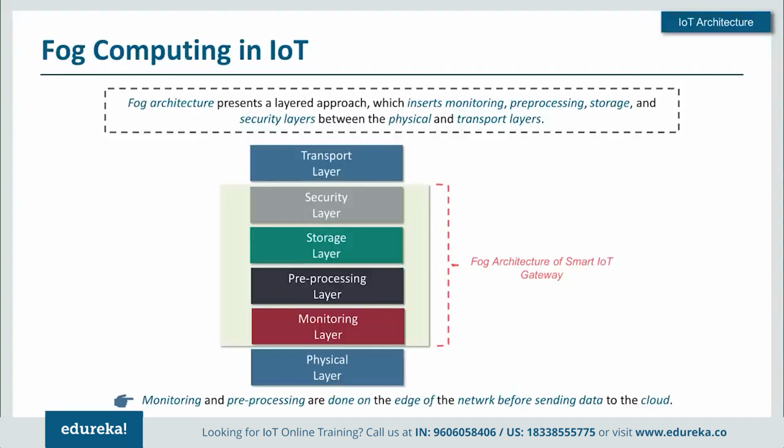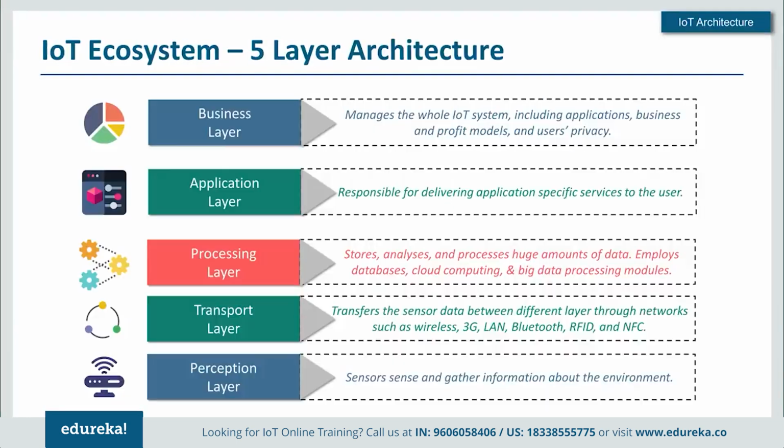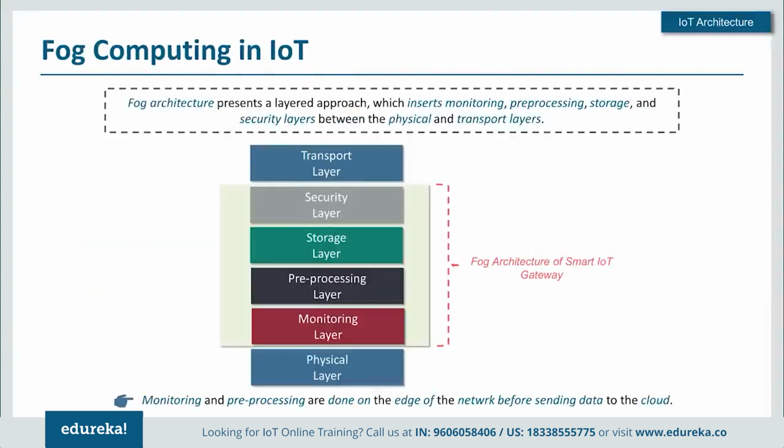Now, again, fog computing is something that represents a layered approach wherein we actually insert monitoring, pre-processing and storage with the security layer between the physical and the transport layer. Let me just go back a few slides here to help you understand this. If you actually look, my fog mostly comes between these two layers wherein I add four new layers for that matter. Now, again, this is used in order to make a system quite smarter or effective. Between my physical layer and my transport layer, I have a monitoring layer, a pre-processing layer, a storage layer, and a security layer.